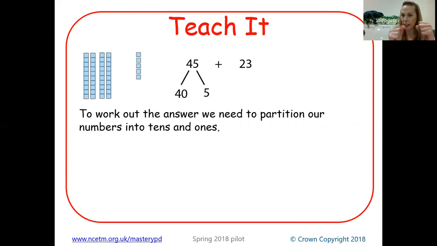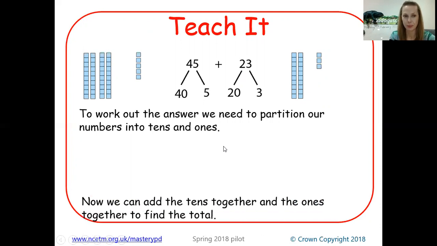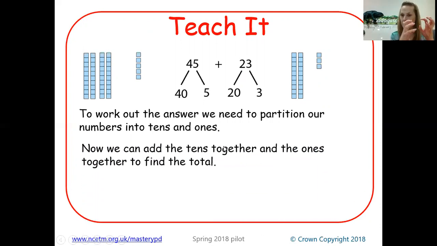23, if we partition that into tens and ones, we'd have 2 tens. And there are my 2 tens, which is 10, 20, and 3 ones. And there are my 3 ones. But we haven't finished yet. Okay, now we need to add all the tens together and all the ones together.